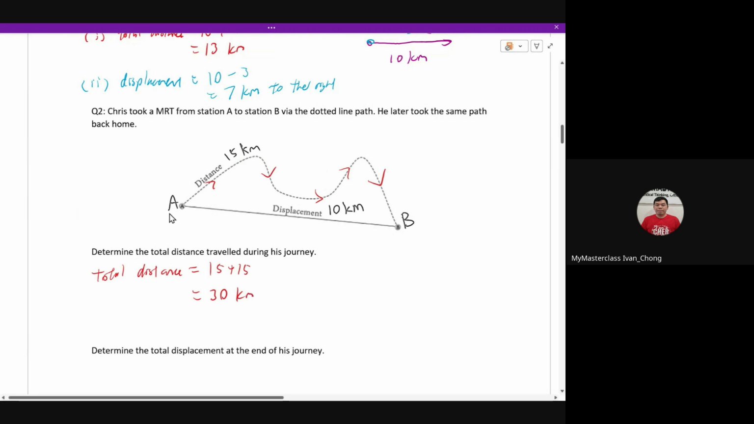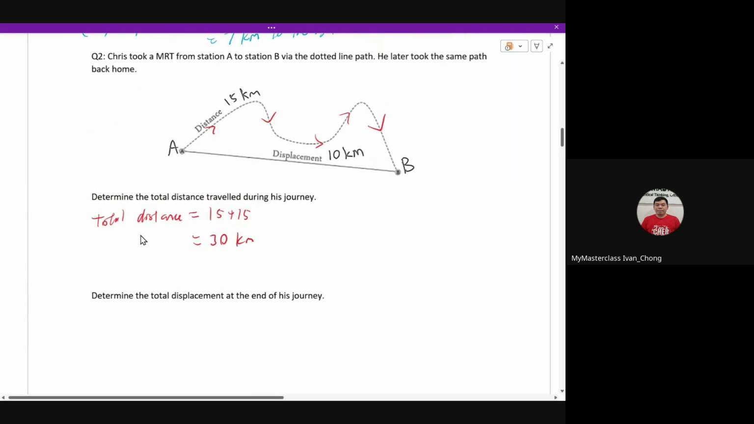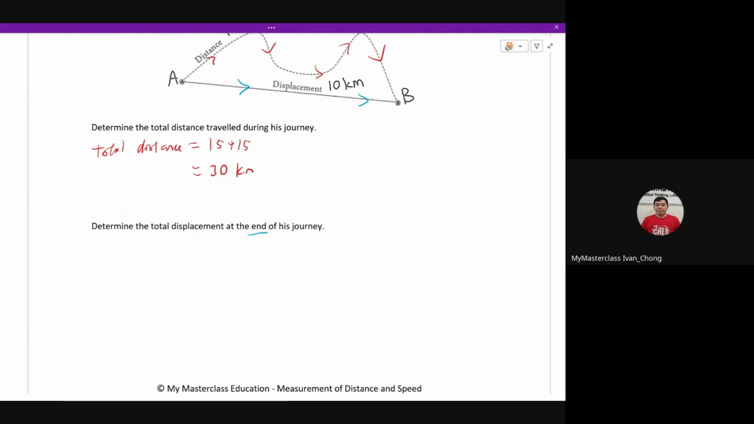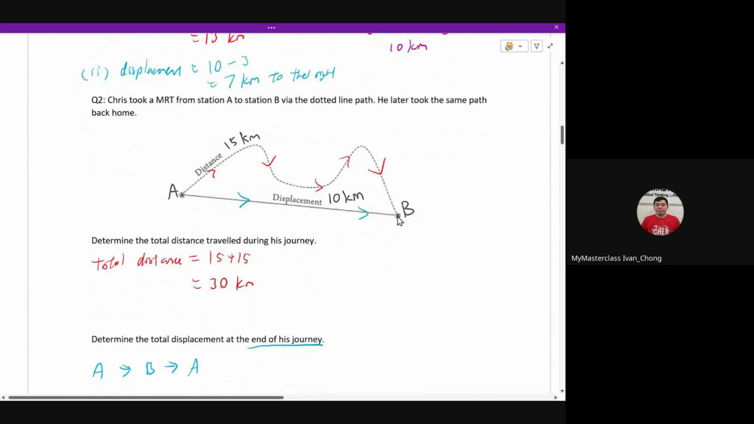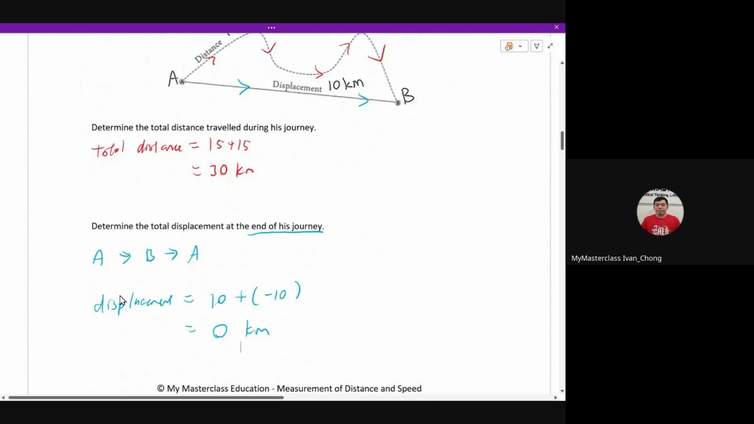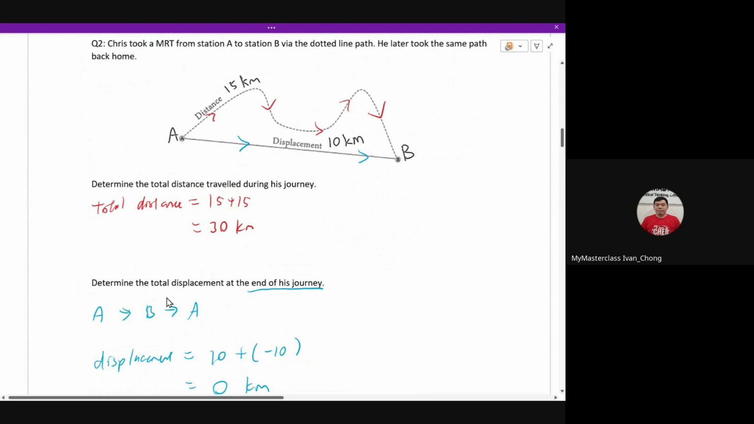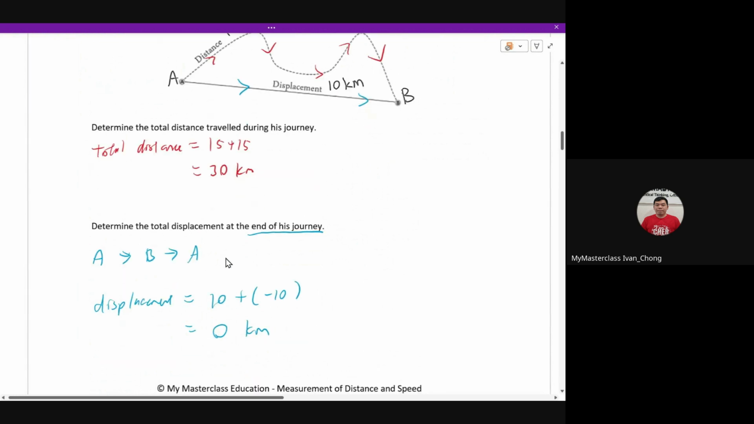All right. But if you try to find displacement, your displacement will be towards here and then back. So you notice that at the end of his journey, he went all the way back to A. So A to B and then B back to A, right? So where's your displacement itself? It's actually just going to be 10 kilometers minus 10 kilometers back. So you actually end up with 0 kilometers. Because you move 10 kilometers from A to B, you also move negative 10 kilometers from B back to A. So because of this, you have 0 displacement because you went back home, exactly the same place where you started from.